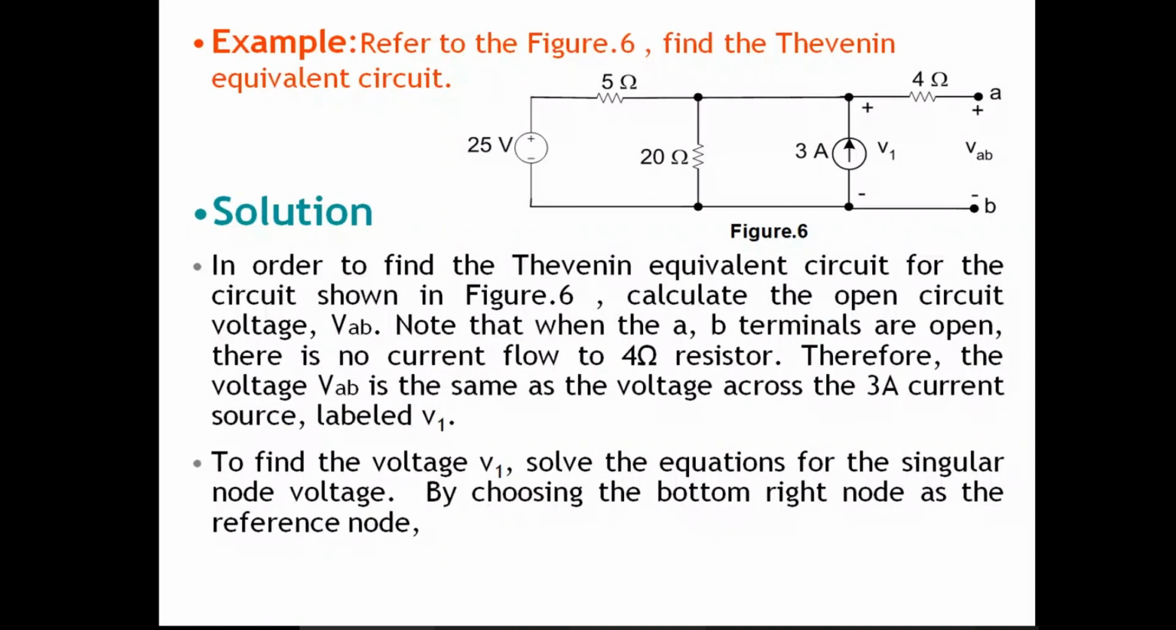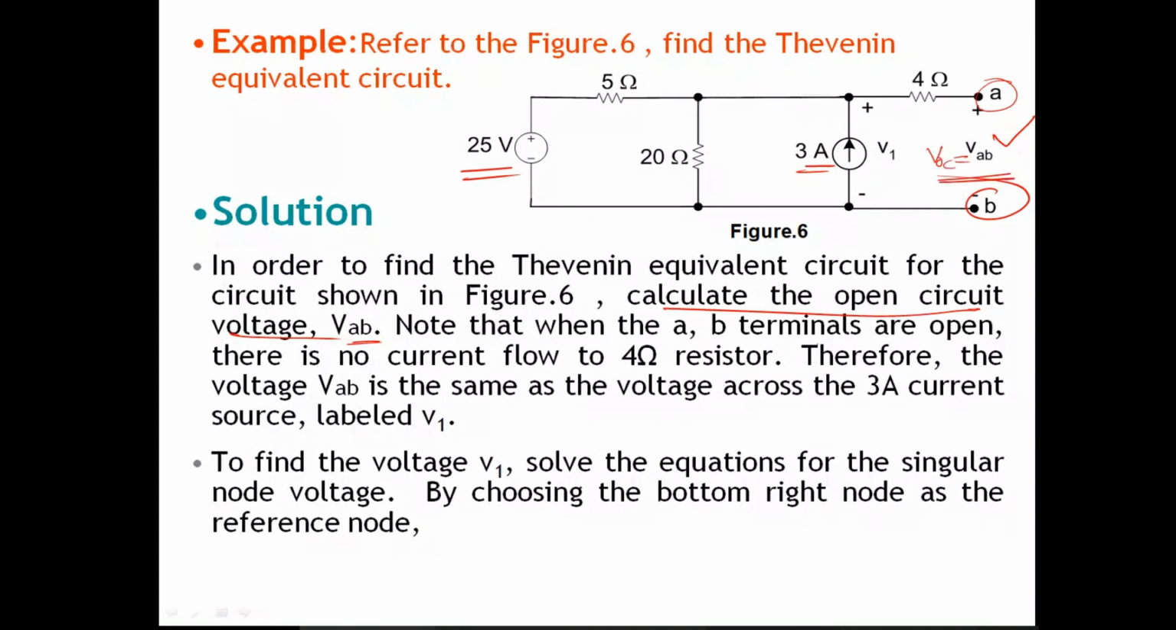With a simple example, we can find the Thevenin's equivalent of this circuit. Let us consider the circuit of figure 6, where you have two sources: one is a 25 volts voltage source, another is a 3 amperes current source. Now we want to represent a Thevenin's equivalent between the terminals A and B. So in order to find the Thevenin's equivalent circuit, first calculate the open circuit voltage VAB. First we have to calculate VAB, that is VOC.